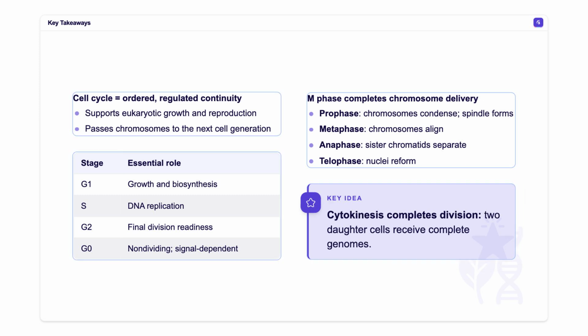So the big takeaway is this: accurate cell division depends on preparation, chromosome separation, and final cell splitting all working together. If you can explain that flow, you understand the core purpose of the cell cycle.